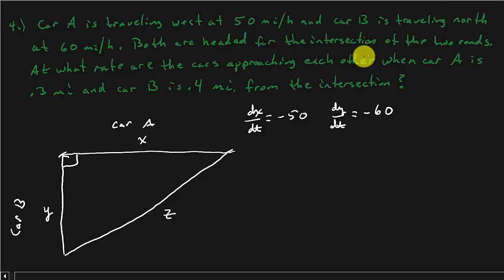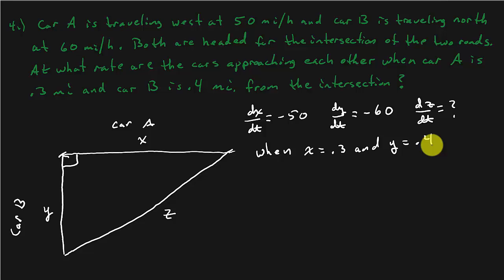All right, so both are headed for the intersection of the two roads. At what rate are the cars approaching each other? So that's dz/dt. That's what we're looking for. And they want to know when car A is 0.3 miles, so when x is equal to 0.3, and car B is 0.4 miles, so that's when y is equal to 0.4. All right, so we've written down the information they give us. We've written down what we want to find.